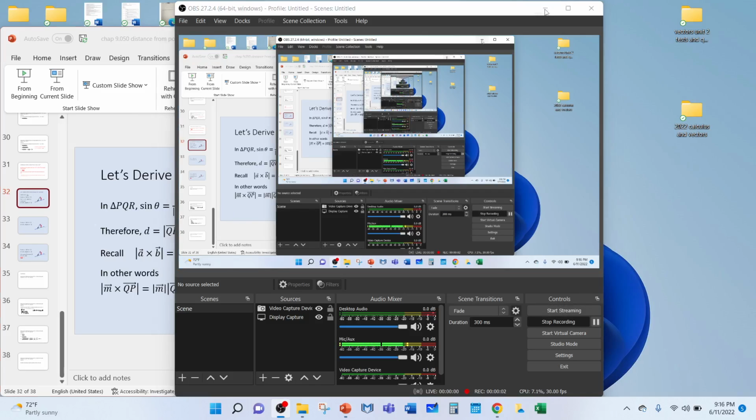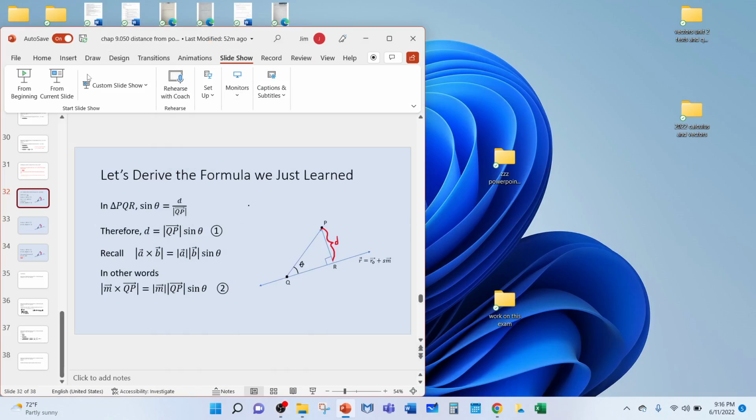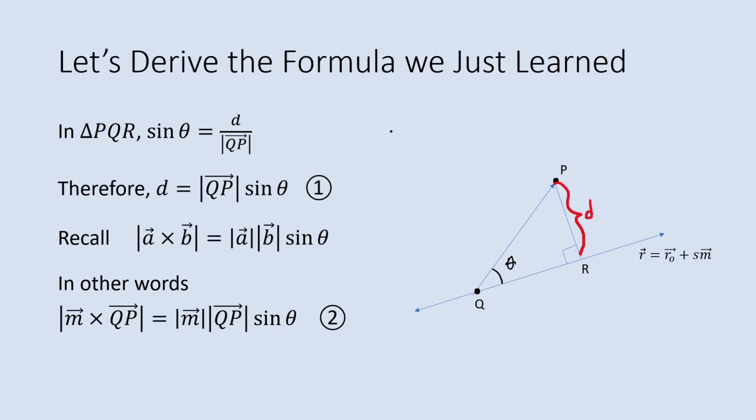In this video, we're going to prove the formula for the distance from a point to a line in R3. So just look at the diagram that we have here. We have a line shown in red with the vector equation r equals r naught plus sm. That line has the direction vector m. On the line is point Q, and off the line is point P, and that's the point whose distance we're trying to determine, the perpendicular distance of that point to the line.